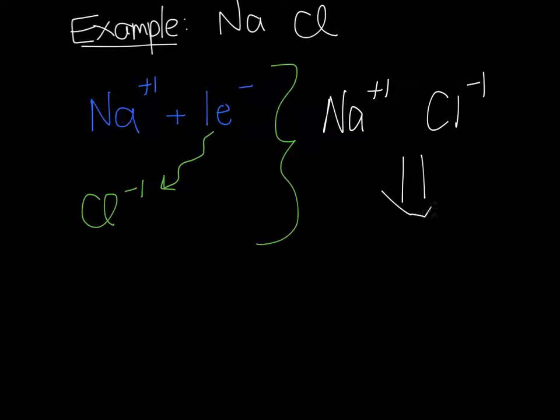So after all this, we end up with a compound, NaCl. And when we write them together, the plus and the minus cancel each other out, so we don't need to write the numbers anymore. We have 1 sodium for every chlorine because a plus 1 and a minus 1 balance out.